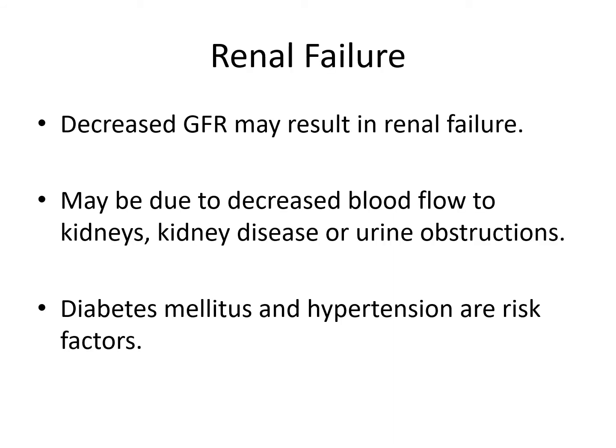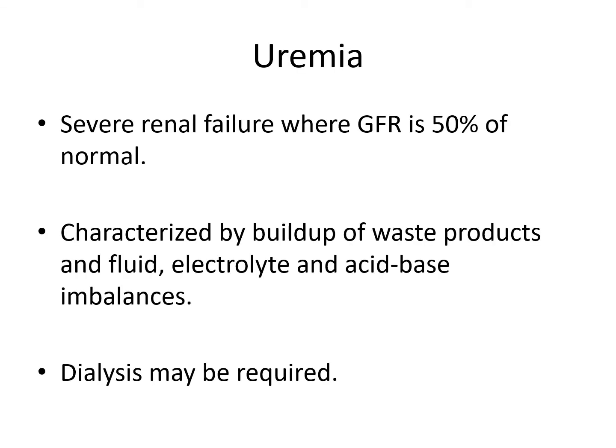So, what is renal failure? Renal failure is a decreased glomerular filtration rate. It may be due to decreased blood flow to the kidneys, kidney disease, or urine obstruction. Diabetes mellitus and hypertension are also risk factors. Uremia occurs when the glomerular filtration rate is 50% of normal, and it can be characterized by a buildup of waste products, fluid and electrolyte and acid-base imbalances, and this may require dialysis.